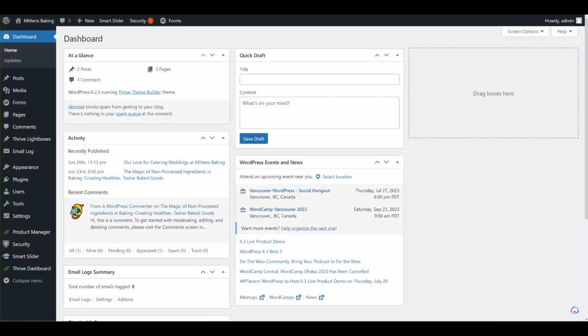Hello everyone! Today we are discussing one of the core aspects of WordPress, understanding the differences between pages and posts. So first, let's go over the basic definitions.